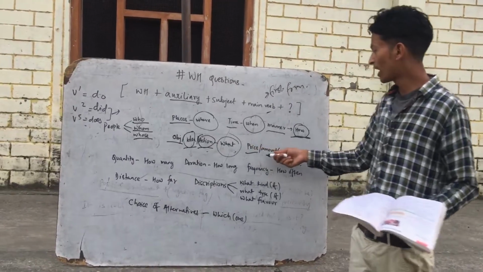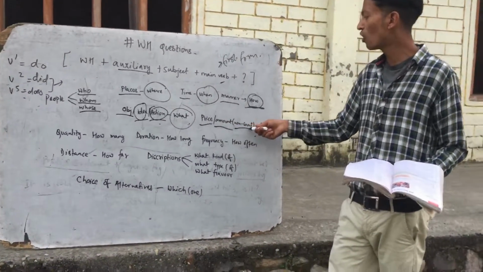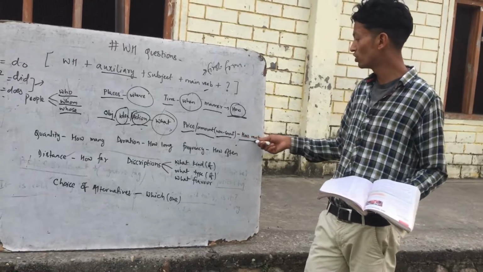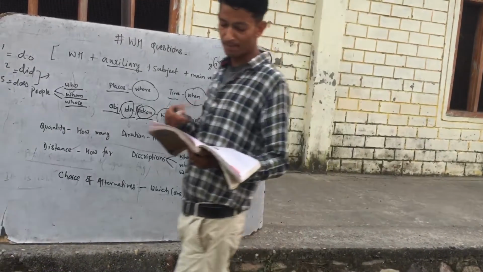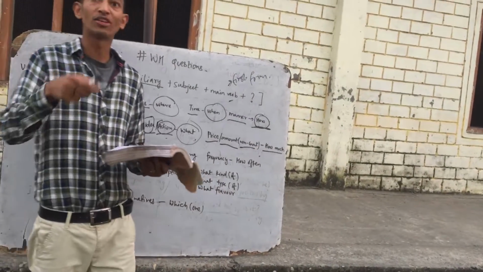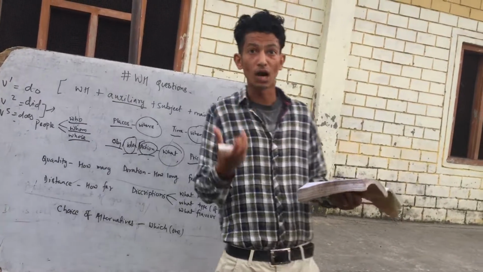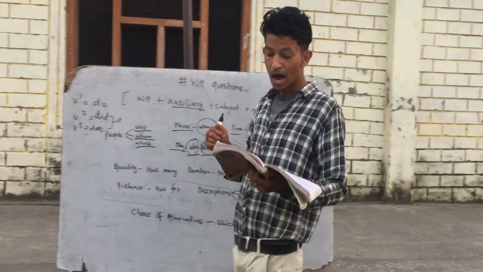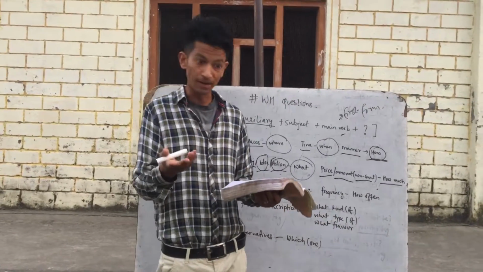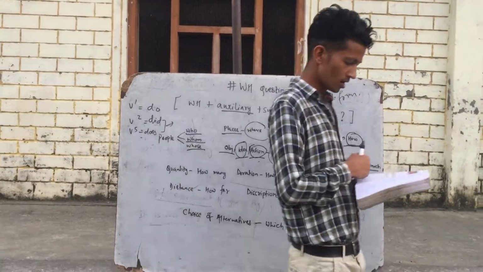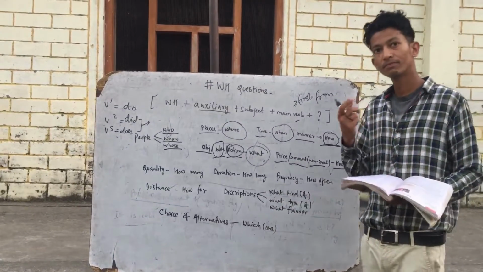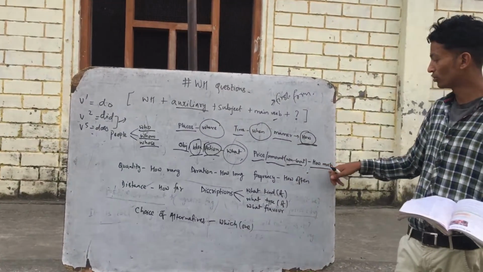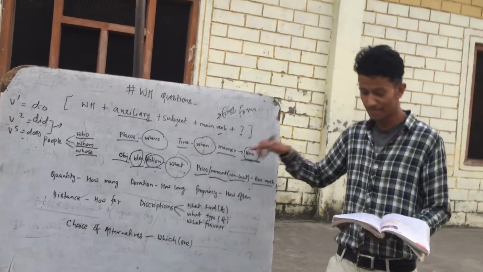If we talk about price or an amount which is uncountable, then we're going to use how much. For example, how much milk has she got? So it is uncountable, right? So we're going to use how much. One more example, how much milk can you drink? That is also a WH question where we're going to use how much for price and amount.